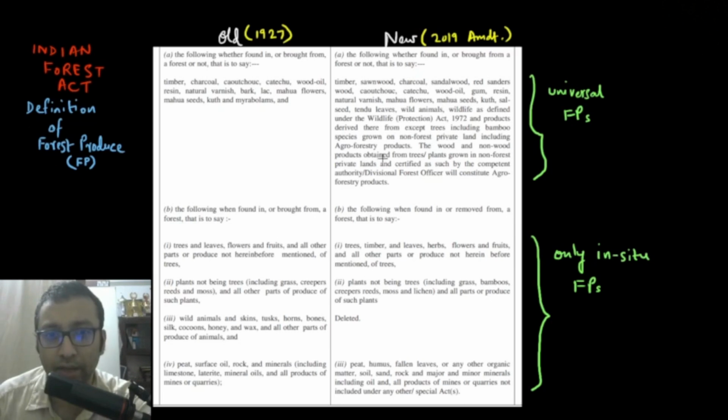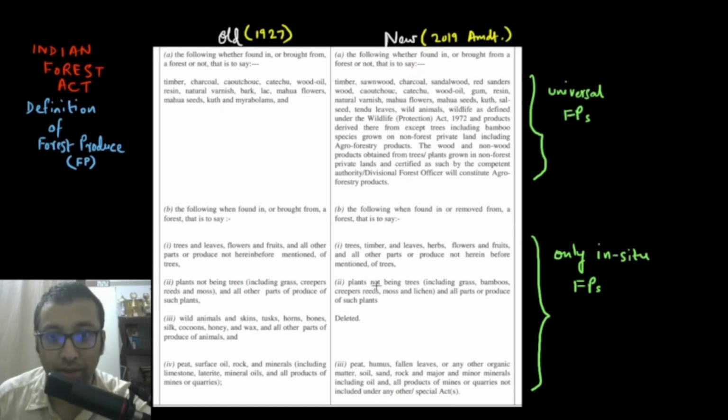Second difference is that, although it has not been mentioned in this Act, timber. You see timber? It included bamboo. Although bamboo is taxonomically a grass, it included bamboo, and a lot of people, especially in Northeast India, whose livelihood depended on a number of uses of bamboo, were kind of discouraged from growing bamboo. So this 2019 Act has taken bamboo out of this definition, and therefore bamboo is no longer a universal FP.